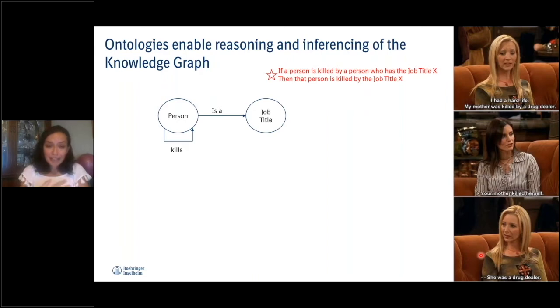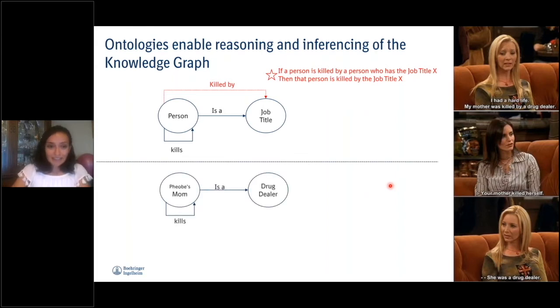Then by giving this information to the knowledge graph, it creates this link automatically that the person is killed by this job title. So in Phoebe's case, how she thinks is that her mom killed herself and she's a drug dealer. With this information, the logic and the rule that we give, that her mom is killed by a drug dealer, she's not incorrect, she's right. So this is why it's really nice to have the knowledge graph define these logic rules for creating links between entities that don't exist in our initial data.